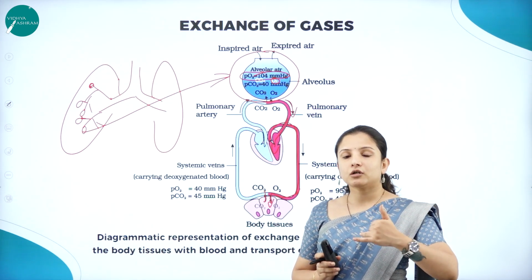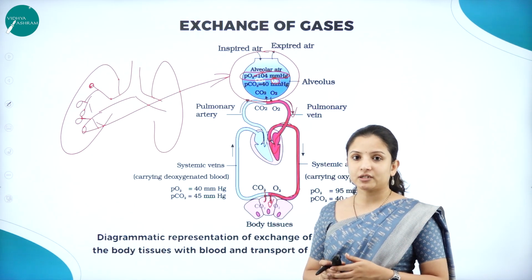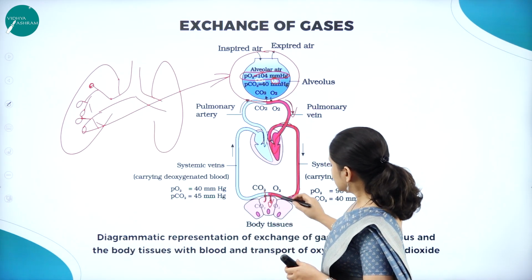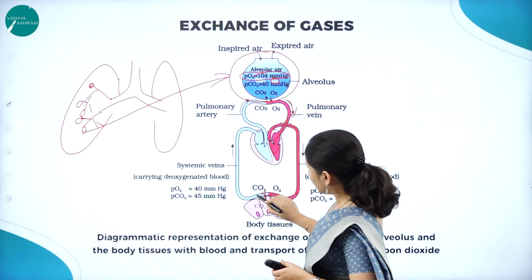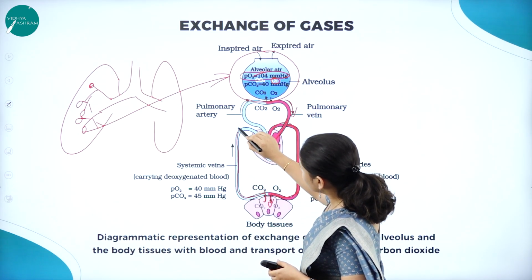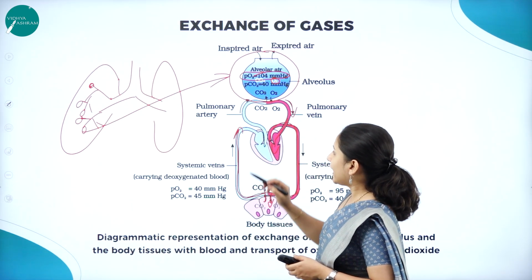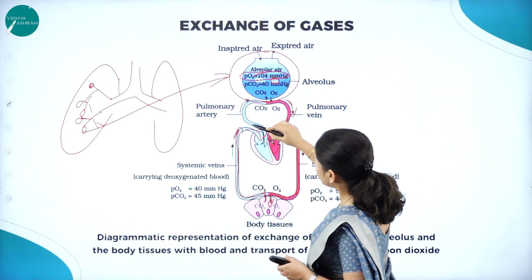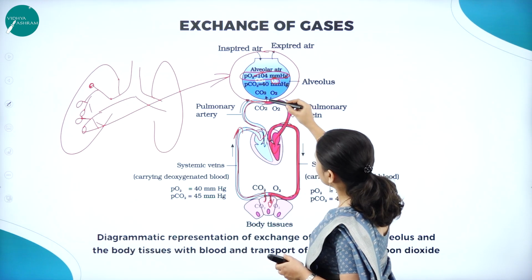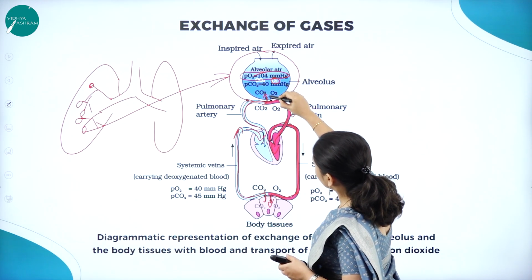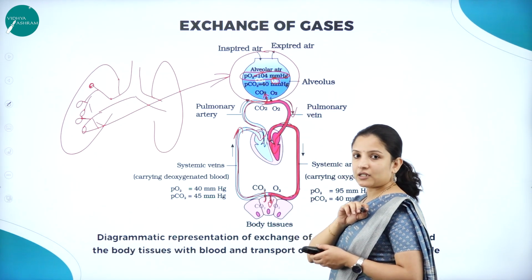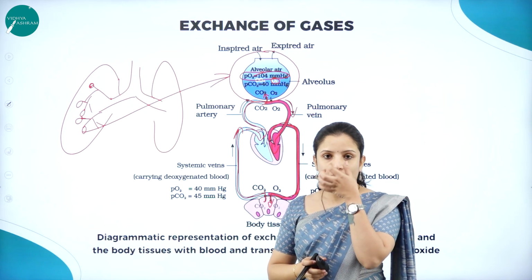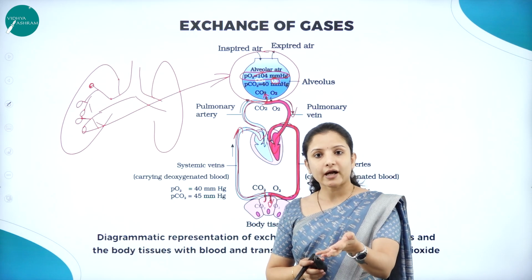Now the blood will carry the carbon dioxide from the tissue, because that carbon dioxide has to be eliminated from the body. So if you can see here, carbon dioxide will be carried through the systemic veins and then it will enter into the heart, and from the heart it will enter into the pulmonary artery. From the pulmonary artery it will enter into the alveoli of the lung, then into the trachea. From the trachea it will enter into our nostrils and then go out into the atmospheric air.